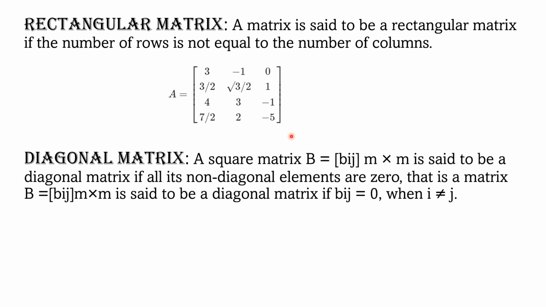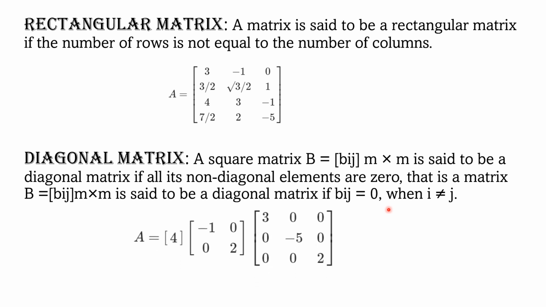Next, diagonal matrix. A diagonal matrix is also a square matrix, said to be diagonal if all its non-diagonal elements are 0. Non-diagonal elements should be 0, and at the same time it should be a square matrix. See, in the below example, you can understand very easily what is a diagonal matrix.